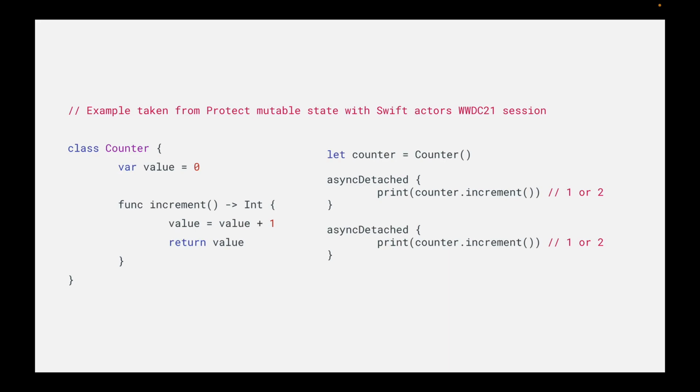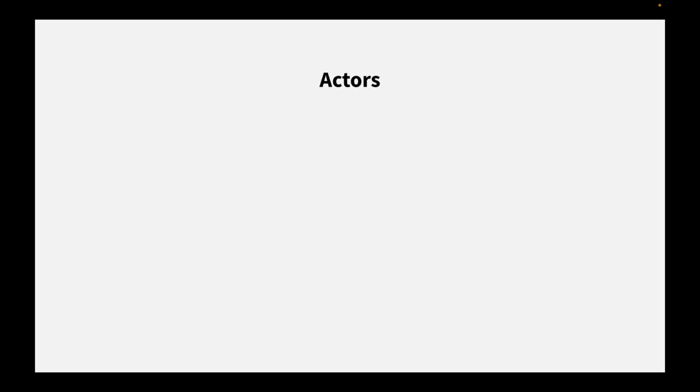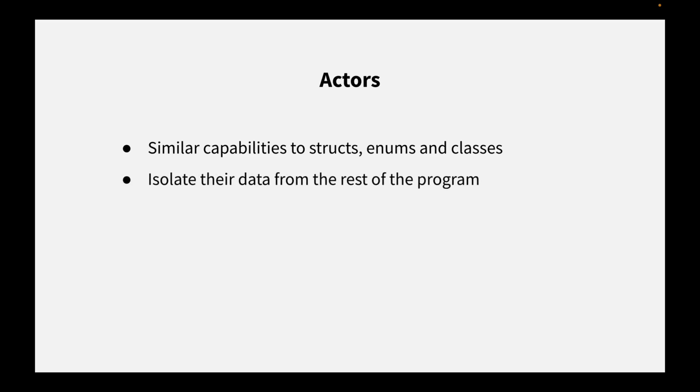To eliminate this potential bug, actors have been introduced in Swift 5.5. Actors are a new reference type and have similar capabilities to structs, enums, and classes. The only difference with actors is that they isolate their state from the rest of the program, meaning that their states are only accessible one at a time. This prevents us from introducing data races or memory corruption into our application.